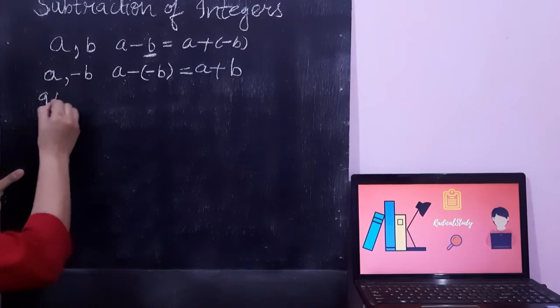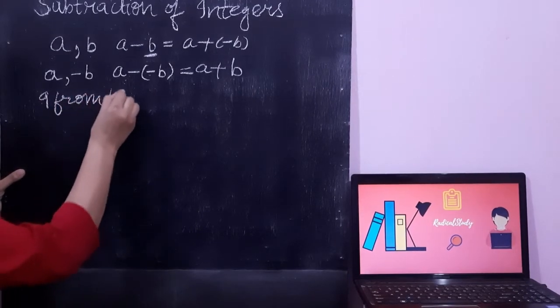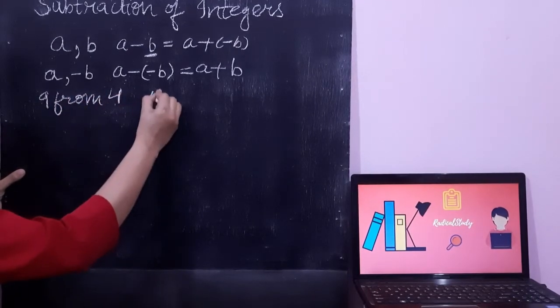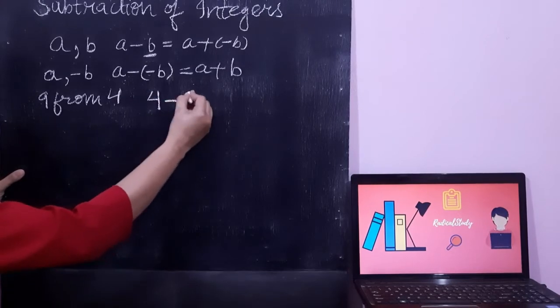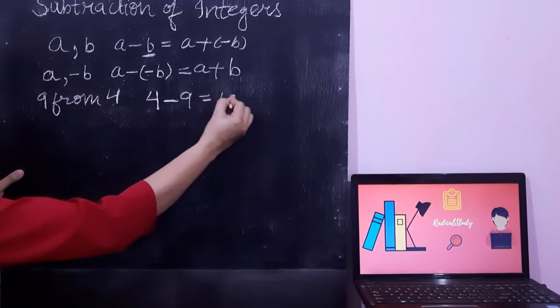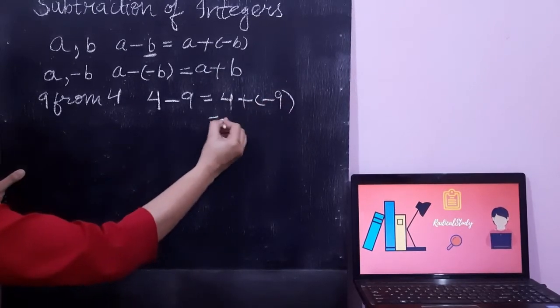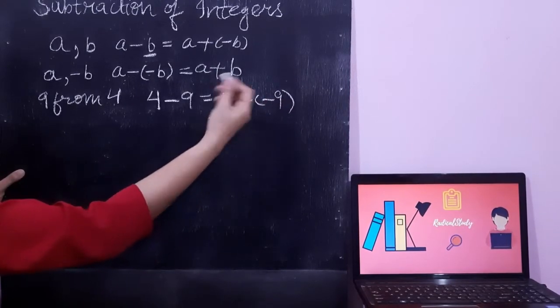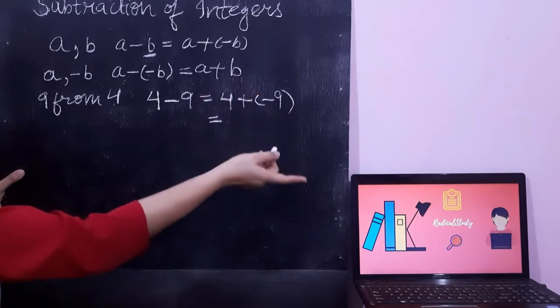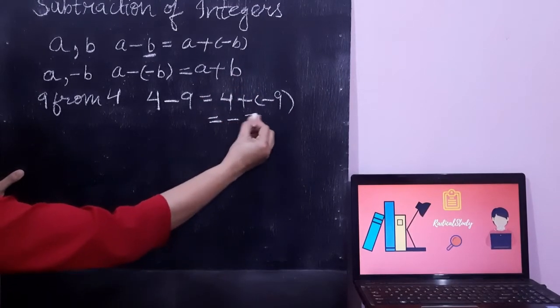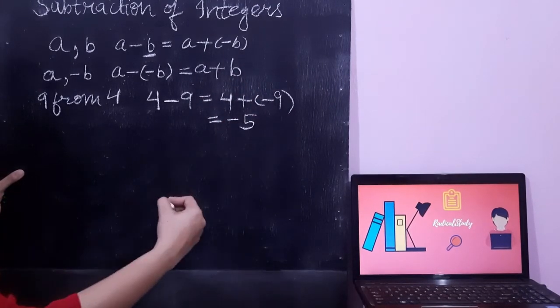Subtract 9 from 4. Subtracting 9 from 4 means you have to compute 4 minus 9. So can we write it like this: 4 plus minus 9. What will be the answer? One integer is positive, one is negative. We will give the sign of the greater number. The answer will be minus 5.